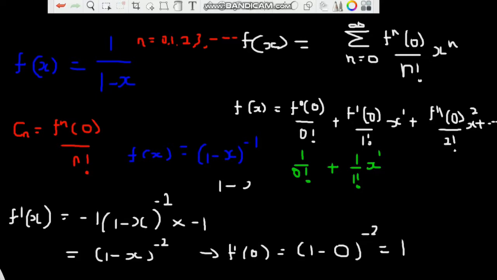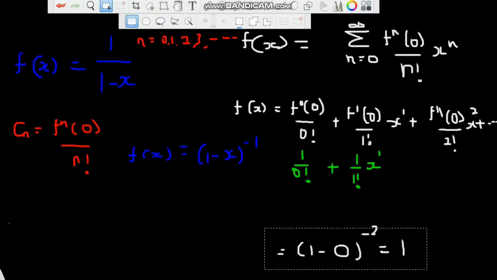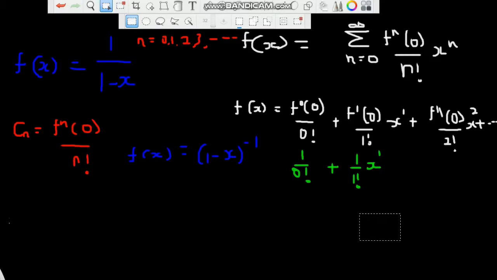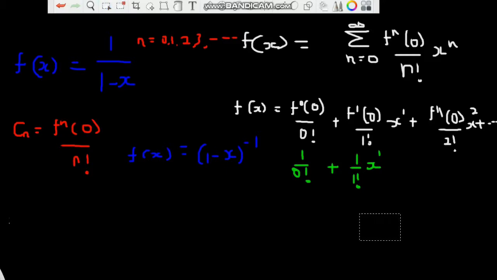So let's continue and do the same for the third term. For the first derivative of x, we got 1 minus x to the power minus 2. So you are going to take the second derivative of the function. That will be f prime prime of x.